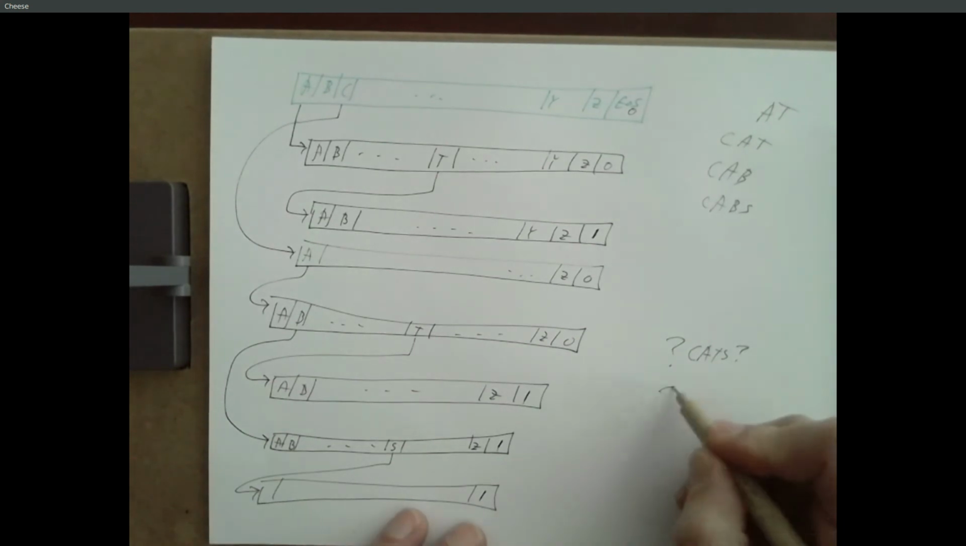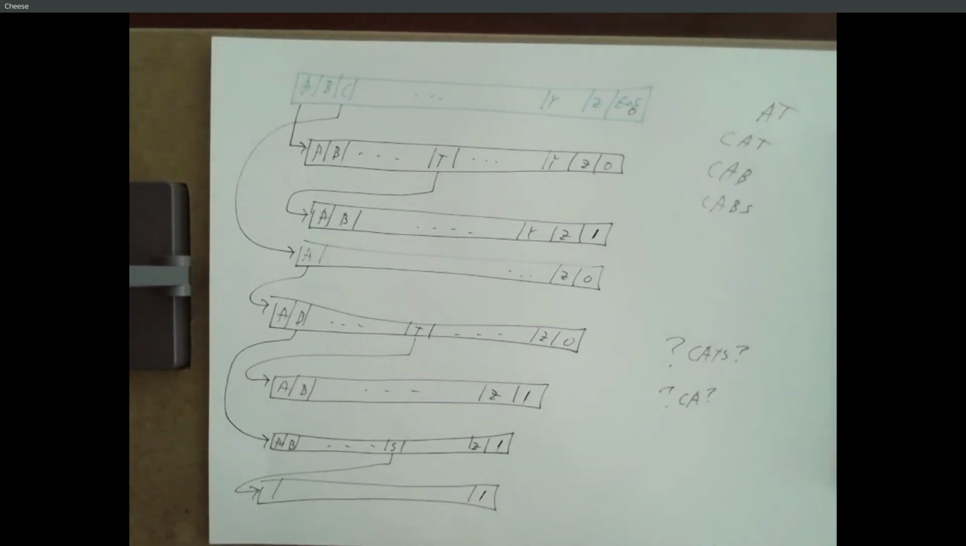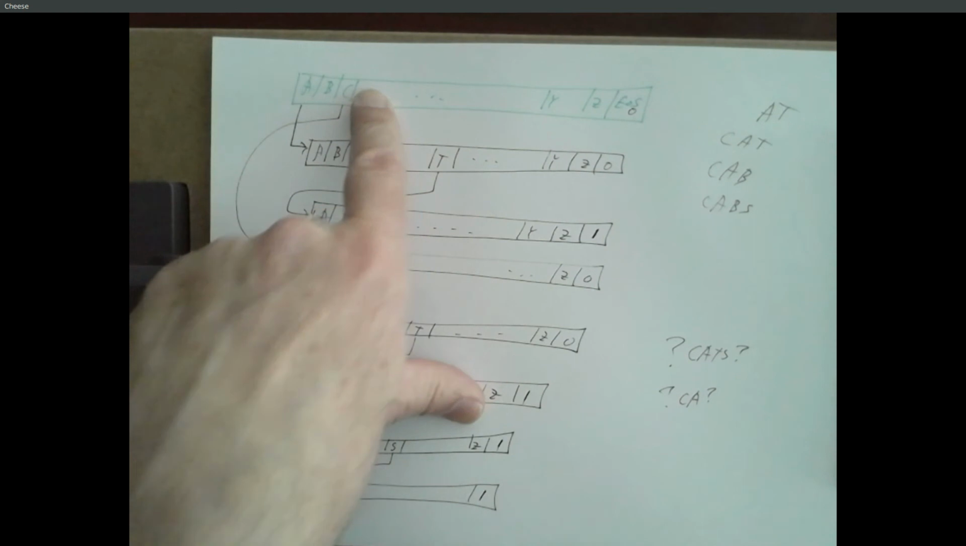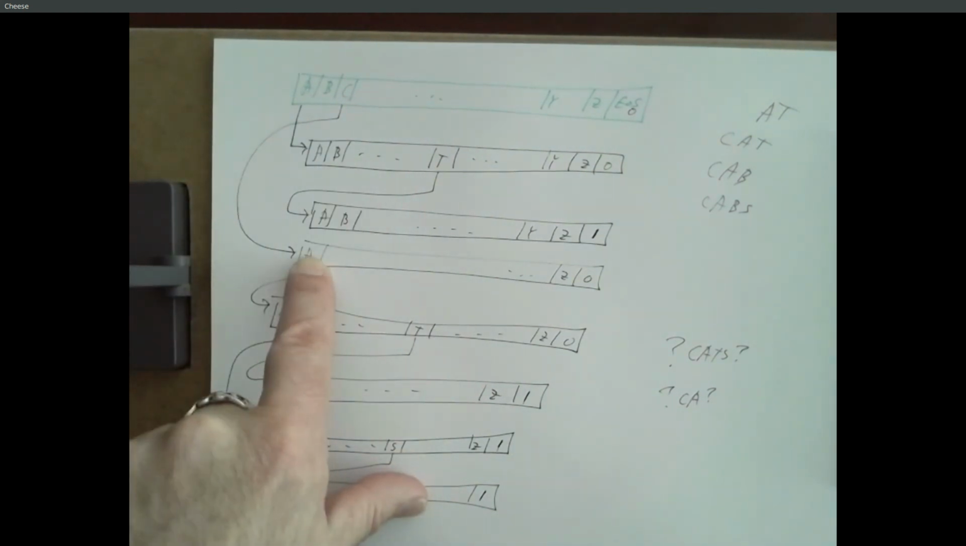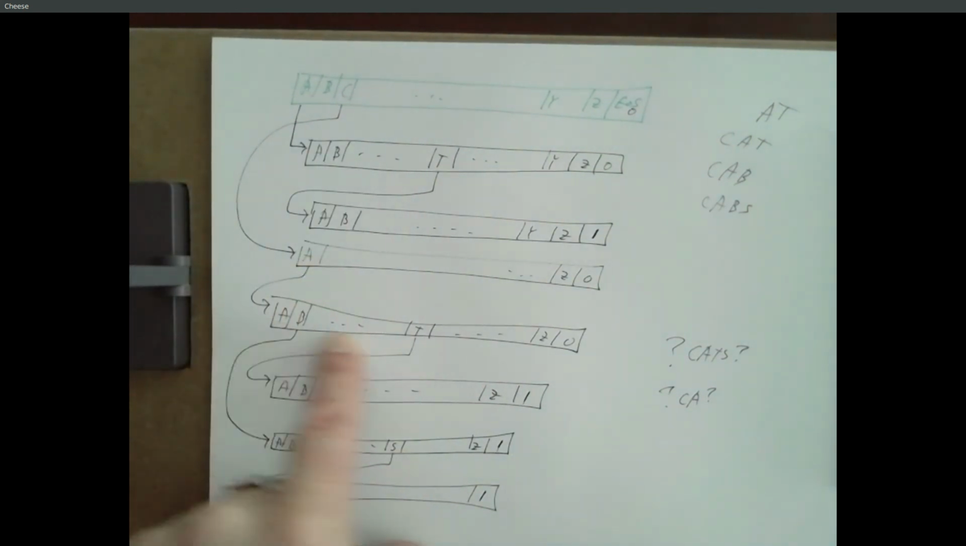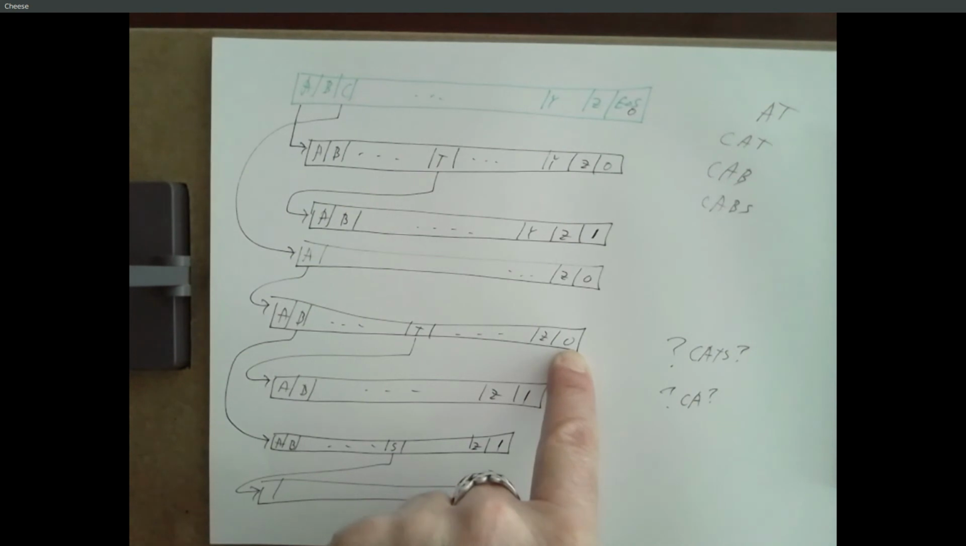So what about CA? Is that contained in my structure? Well, if there's a C, it's not null, it points here. There's an A, it's not null, it points here. Is my end of string set? No. So CA is not in my trie.